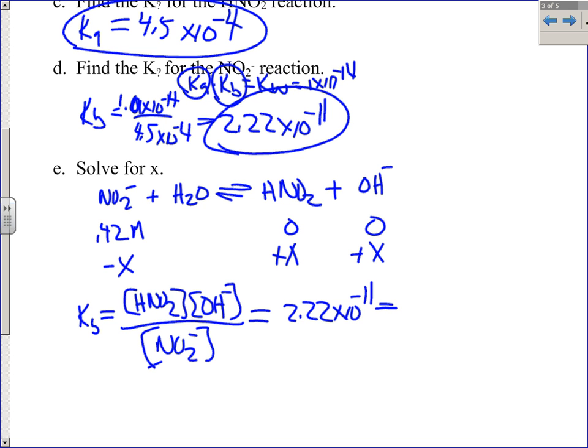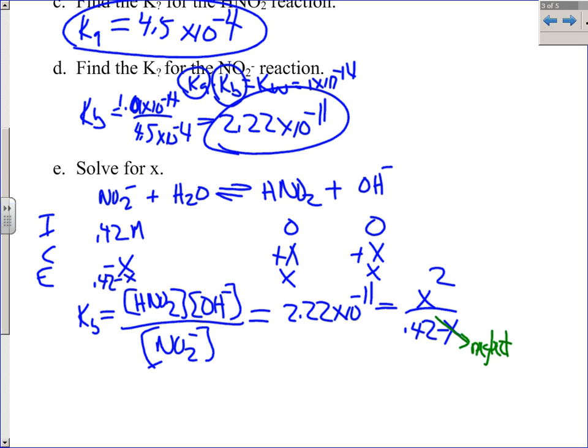So if you take a look in the ICE box, that's my I, that's my C. Well, what would my E be? Well, this is going to be 0.42 minus x, and these are both going to be x. So in the ICE box, what I'm left with is x squared over 0.42 minus x. So if I want to solve for x, just like I talked about before, the first thing I should do is neglect x here. So I'm going to assume that's so small it won't affect the value when I subtract it from 0.42. And that allows me to avoid the quadratic equation. And when I plug my numbers in, I end up getting x is going to equal 3.055 times 10 to the negative sixth.